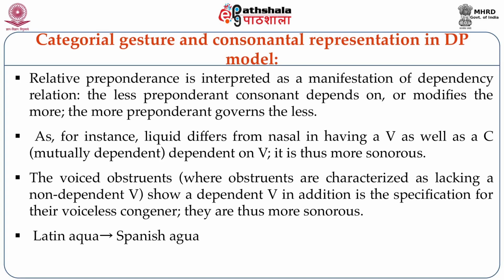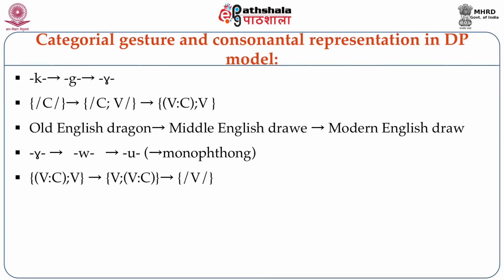Here we will see some examples. Liquids differ from nasals in having V as well as C, dependent on V; it is the more sonorous. The voiced obstruents, where obstruents are characterized as lacking a non-dependent V, show a dependent V in addition to C specific to their voiceless congener; they are more sonorous. Latin aqua becomes Spanish agua. Ka, ga, aga. This is a kind of ka changing into ga. Voiceless plosive turns into voiced plosive, then it turns into voiced fricative, right?